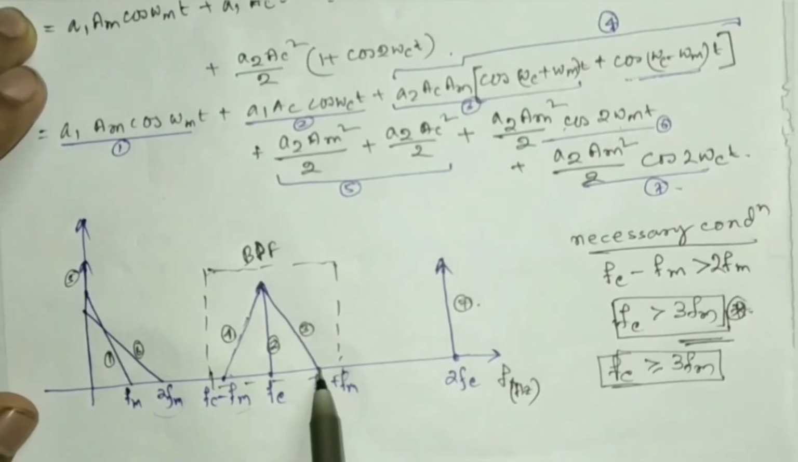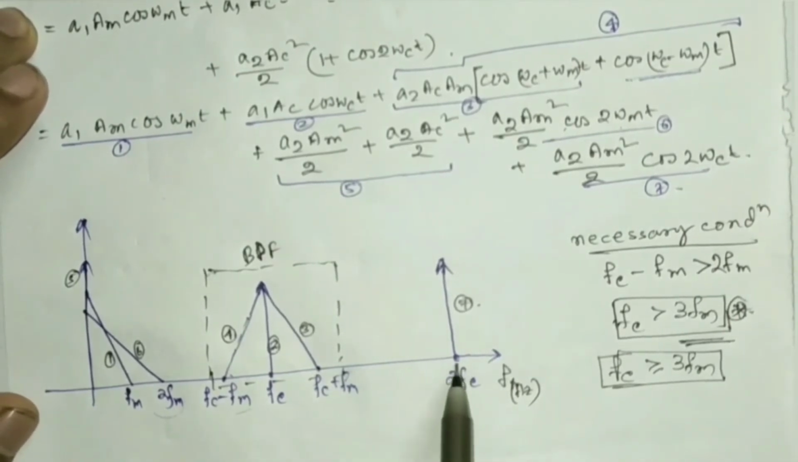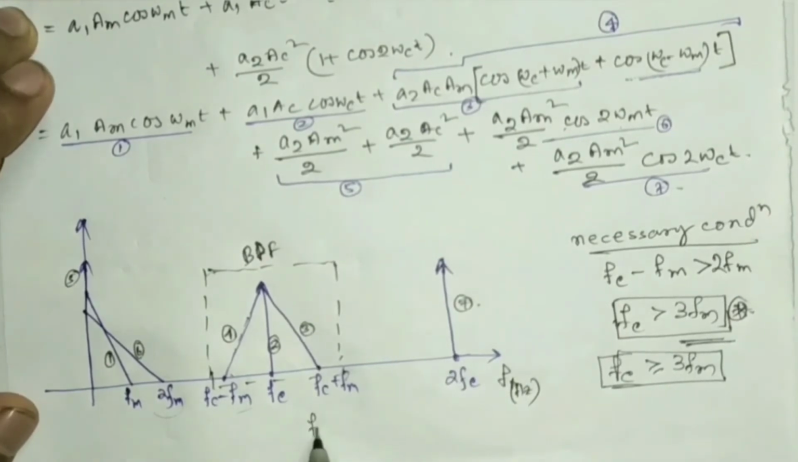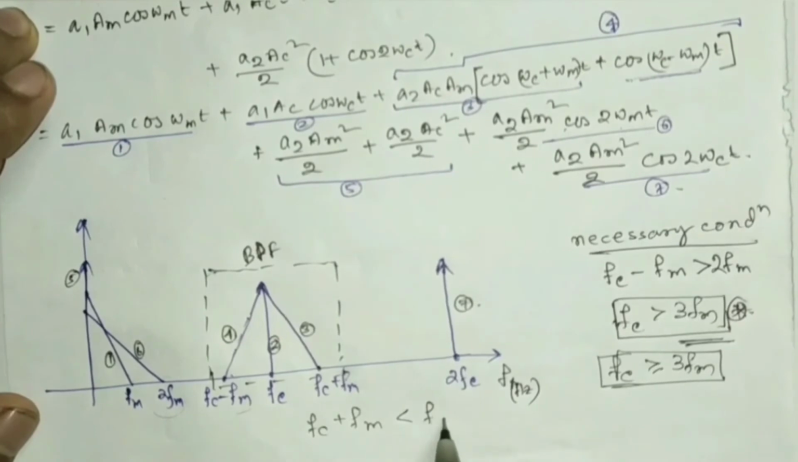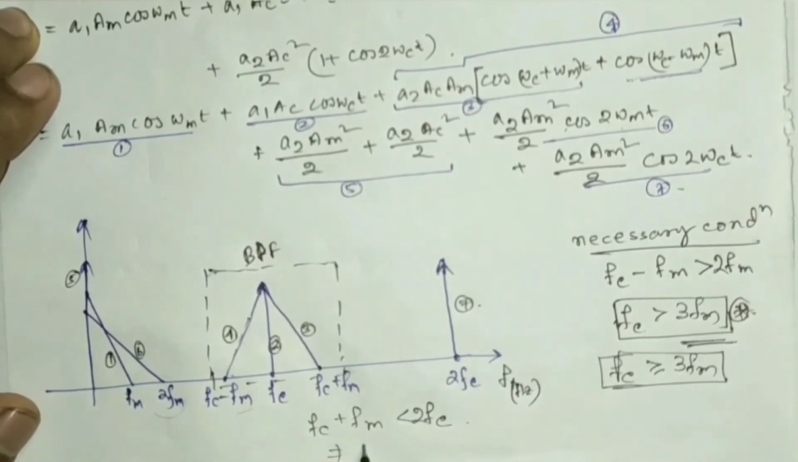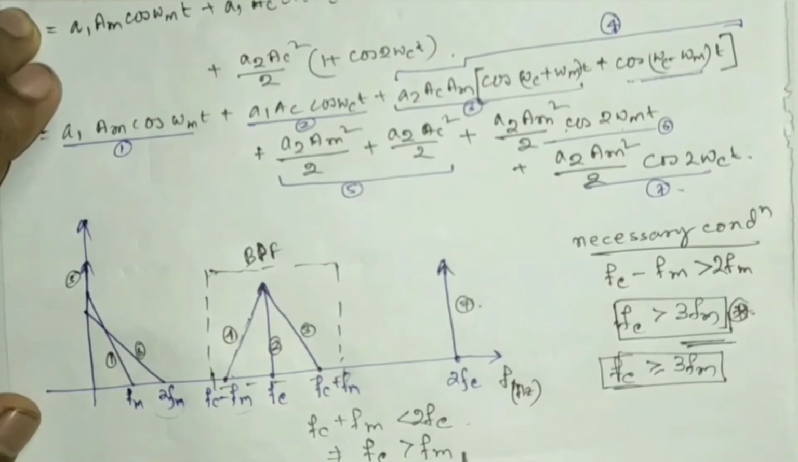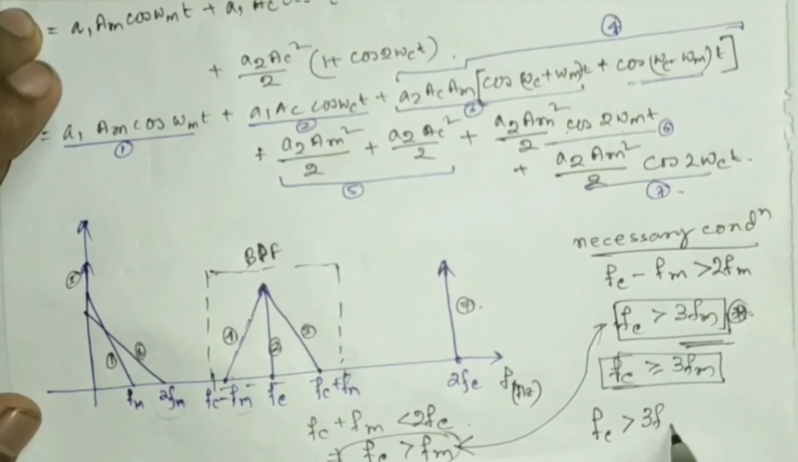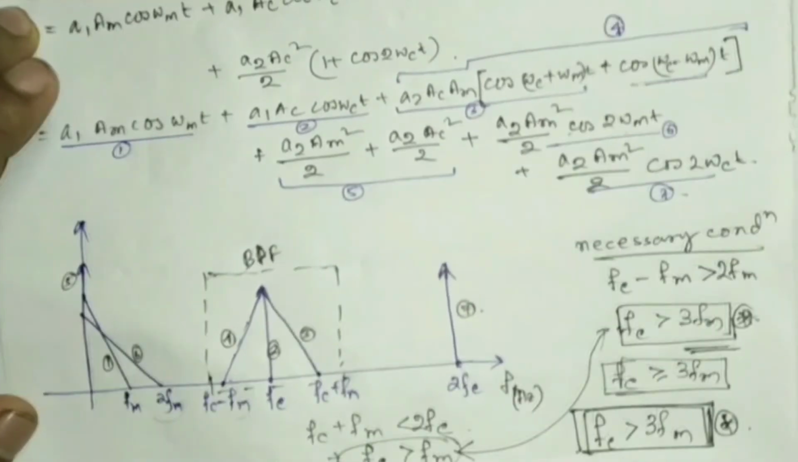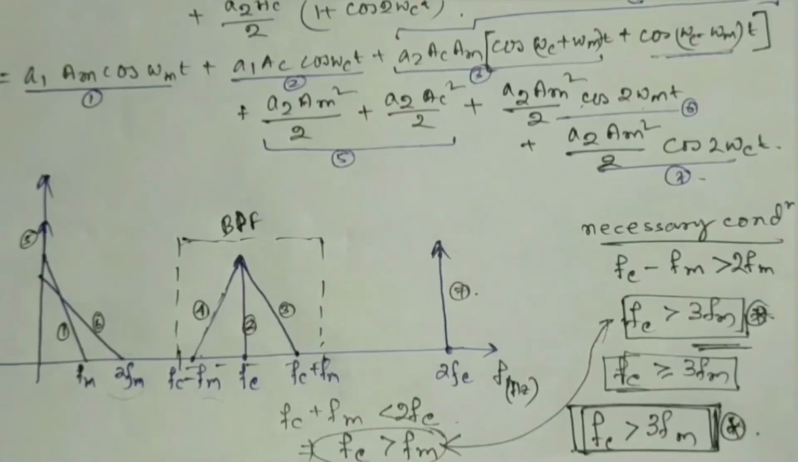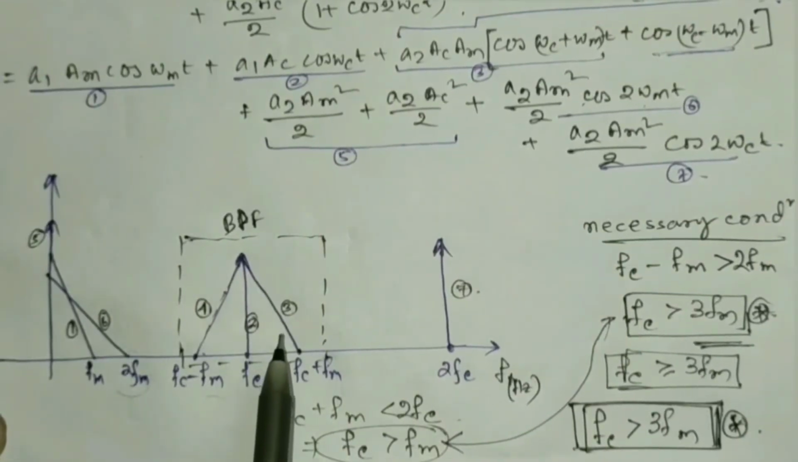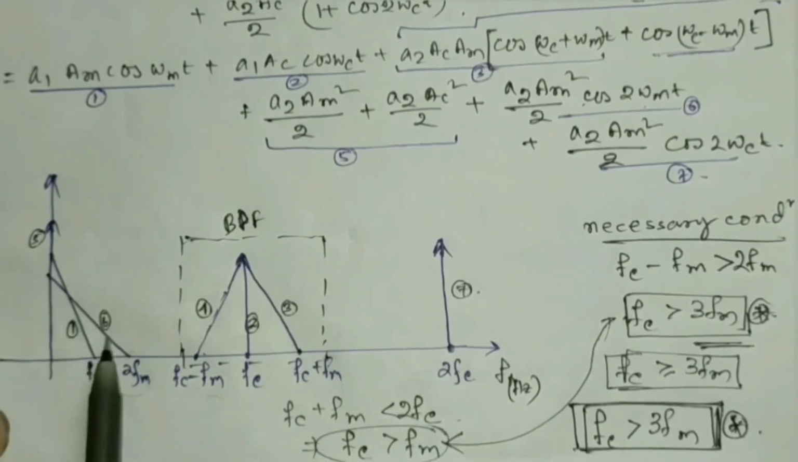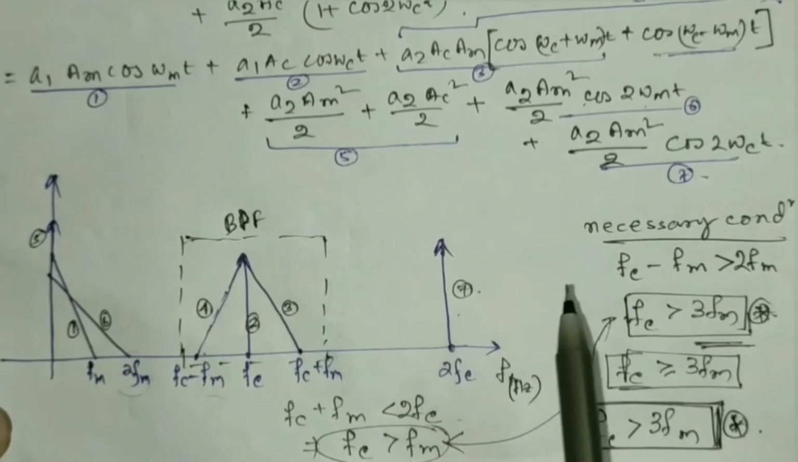And again, this fc plus fm and 2fc should also not get overlapped, that is, fc plus fm should be less than 2fc, that is, fc should be greater than fm, and combining these two conditions, the result is fc should be greater than 3fm. So this is the necessary condition for the bandpass filter to pass the AM signal without any distortion. Now due to the bandpass filter, these three signals will get passed, whereas the rest of the signals, these three signals and this one, will be suppressed by the filter.